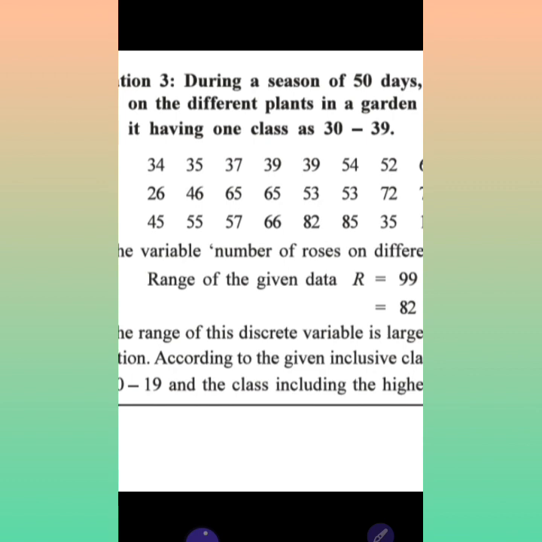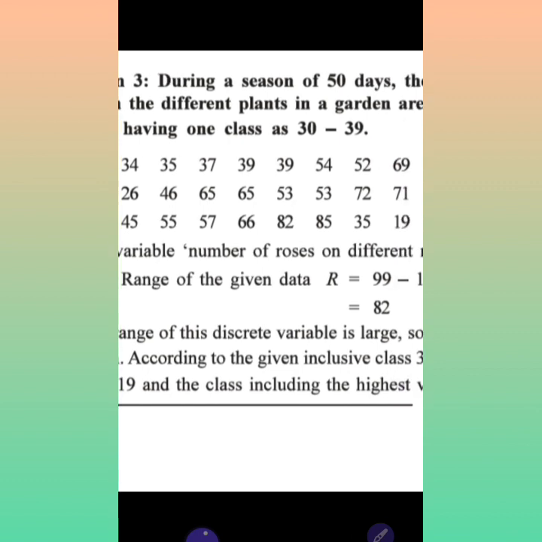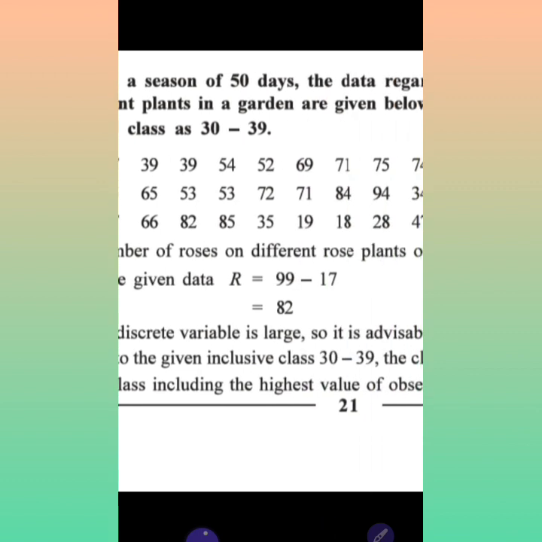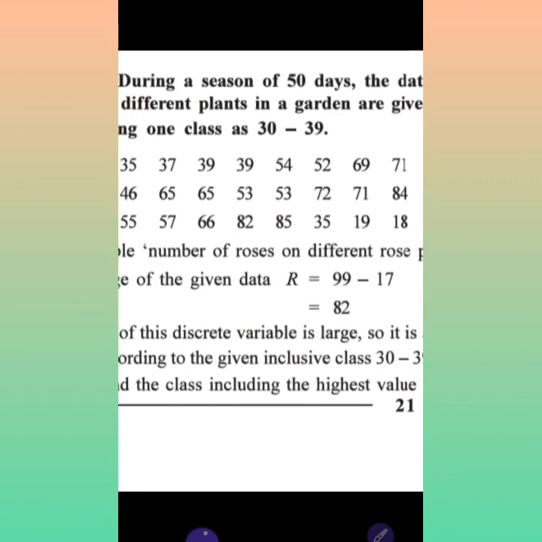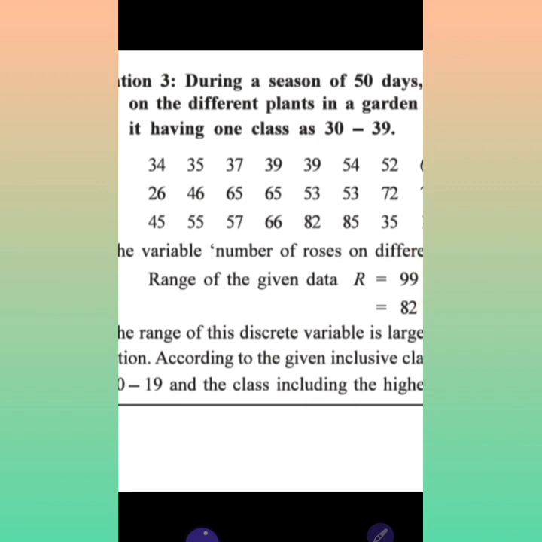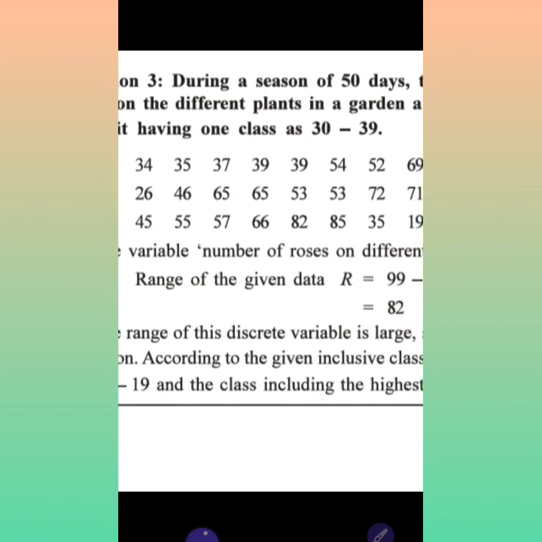Children, they have given us one of the classes as 30 to 39, and the different plants in a garden are given for 50 days. That is, in a garden, in 50 days, how many roses are actually growing each day. But they have given one of the classes, that is 30 to 39.